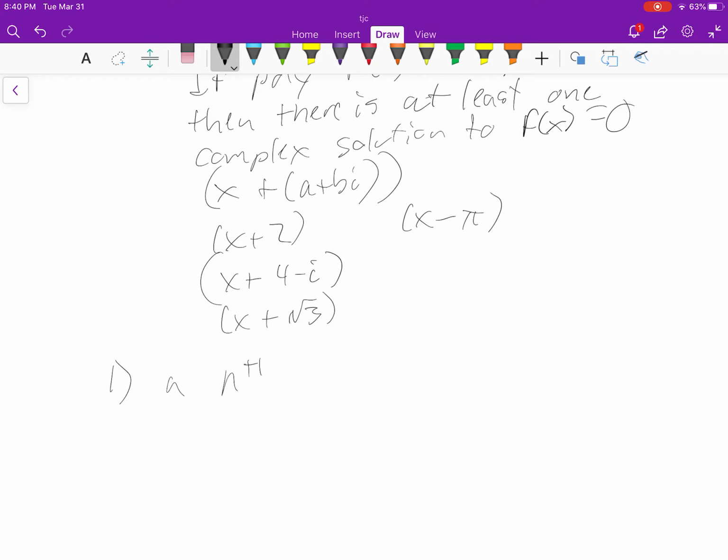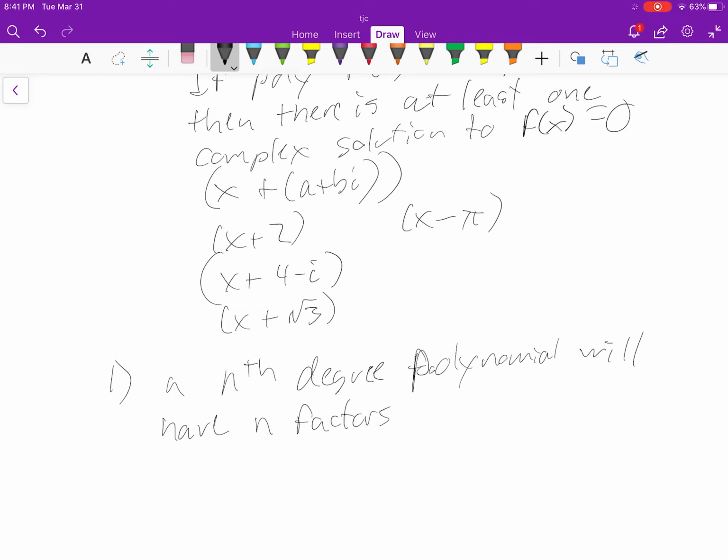an nth degree polynomial will have n factors. And what I mean by factors, these could be complex. They are complex, okay? Complex factors. And they might not be unique. Okay?